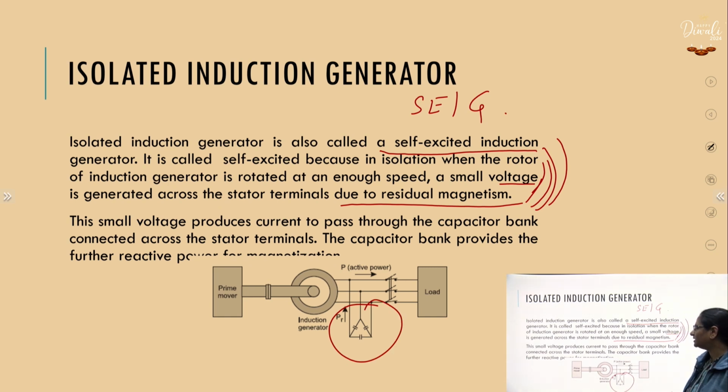But for voltage build-up in the induction generator, when we are starting the machine, a residual magnetism must be present in the magnetic circuit of the machine. Because of the presence of this residual magnetism, when the rotor of the machine is rotated, a voltage is induced in the stator winding.